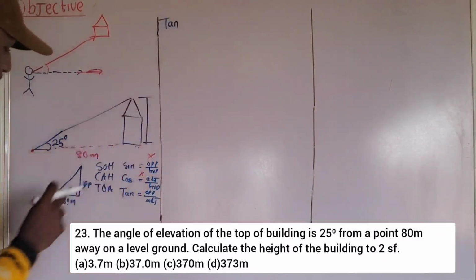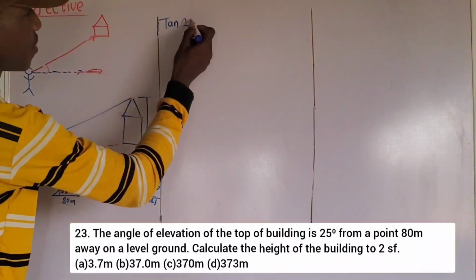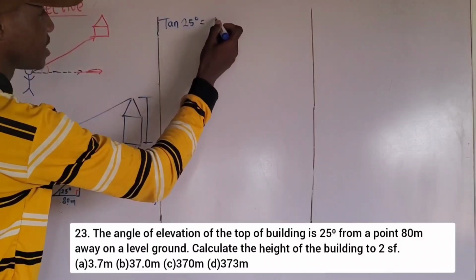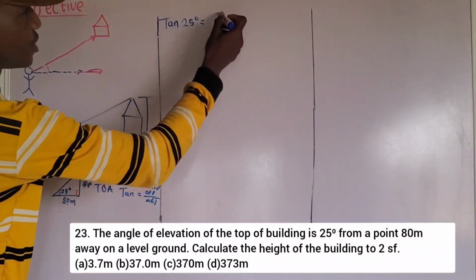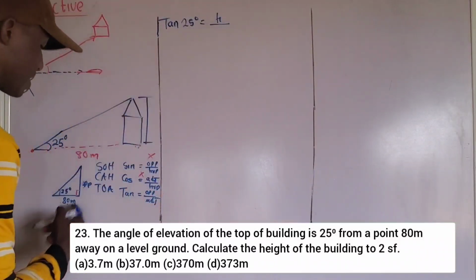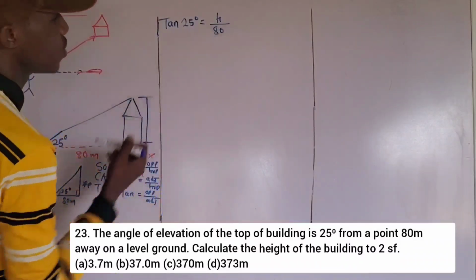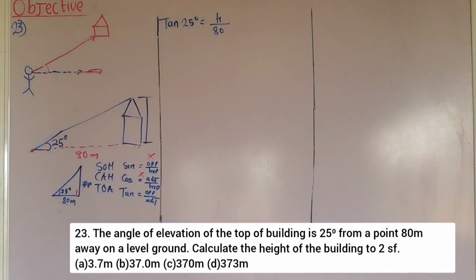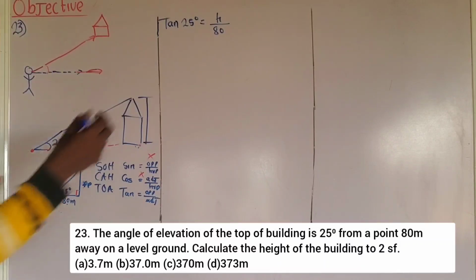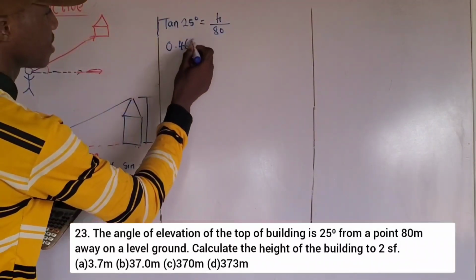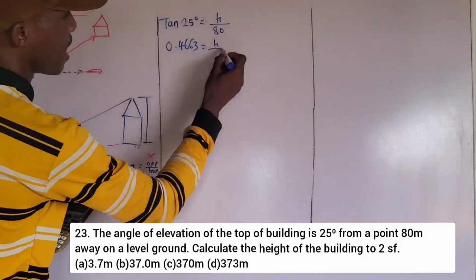Tan 25 degrees is equal to opposite. Opposite is h, which is height, all over adjacent. Adjacent is what? 80. So you can see now. Let us punch the calculator to get the value of tan 25 degrees. Tan 25 degrees is 0.4663. So 0.4663 is equivalent to h over 80.